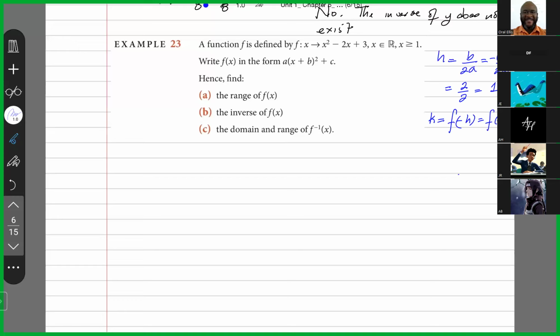All right, so k would be equal to f of minus 1, which would be minus 1 squared minus 2 times minus 1 plus 3. This would be 1 plus 2 plus 3. k appears to be 6.